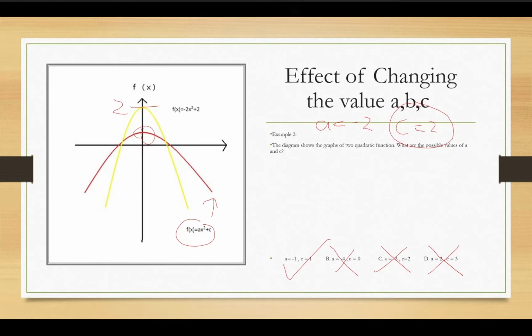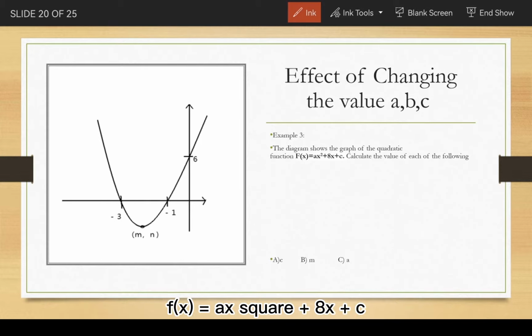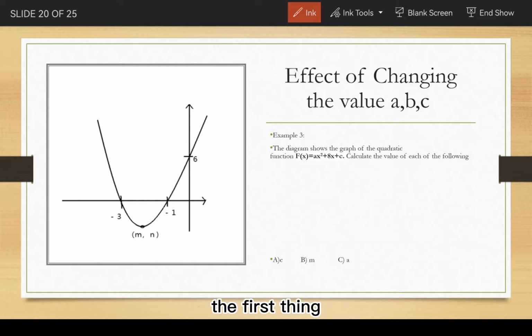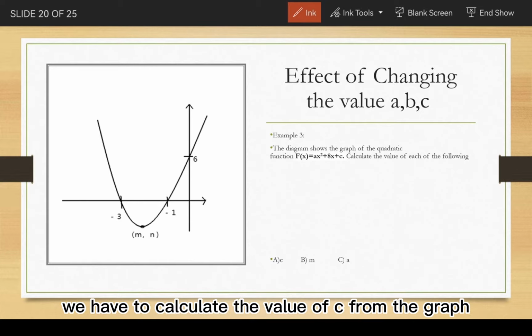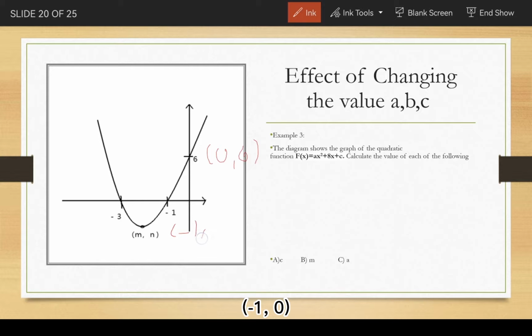Okay. Example 3. The diagram shows the graph of the quadratic function f(x) equals ax squared plus 8x plus c. Calculate the value of each of the following. The first thing we have to do is calculate the value of c from the graph. Now we have three coordinates, which are (0, 6), (-1, 0), and (-3, 0).